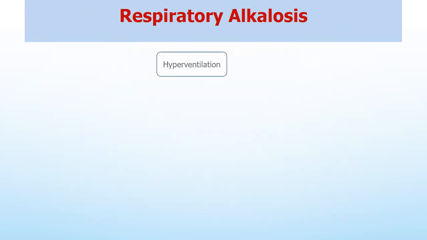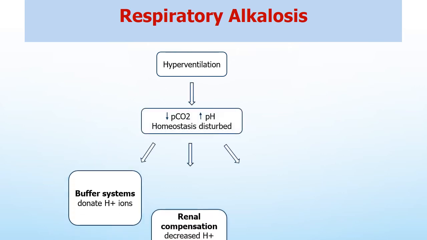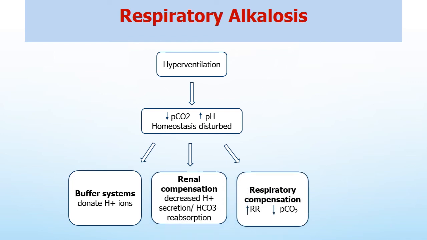Coming to respiratory alkalosis, that can occur in hyperventilation when there is decreased PCO2 and increase in pH, and our three mechanisms come into action to maintain the pH, which is the buffer system, the renal compensation and the respiratory compensation.